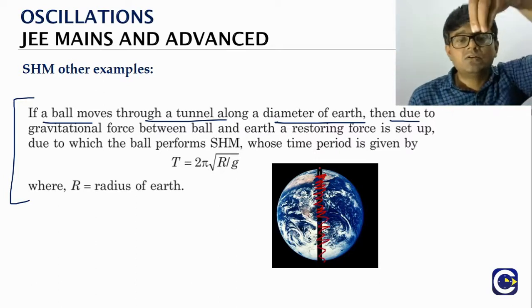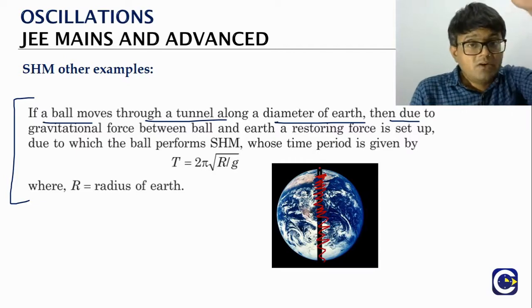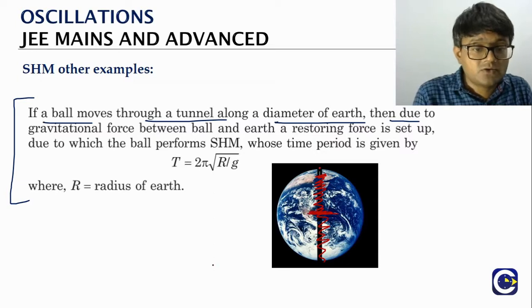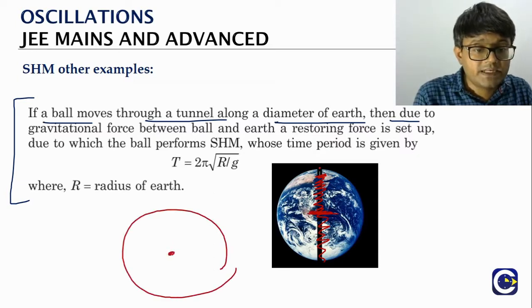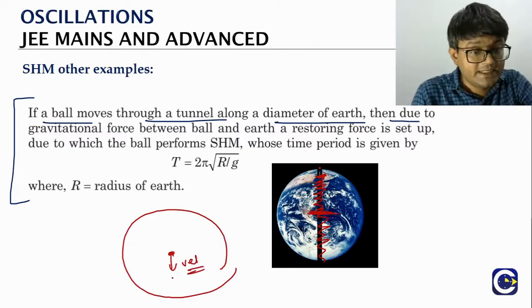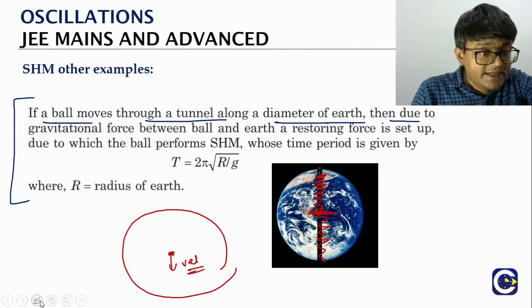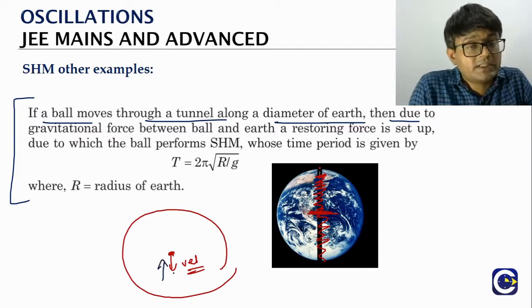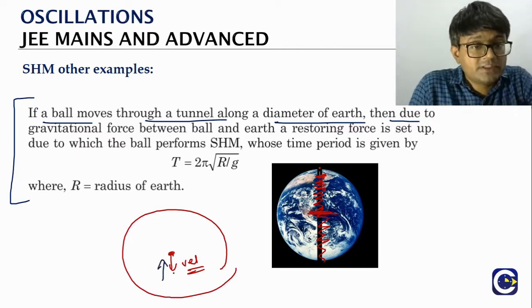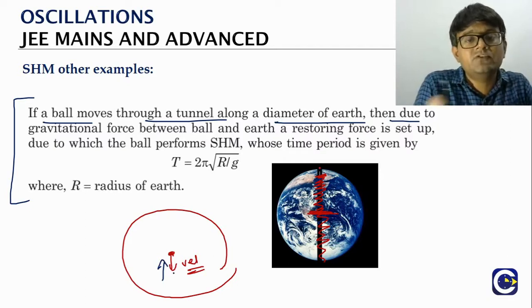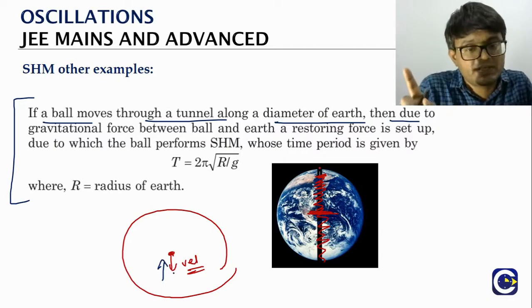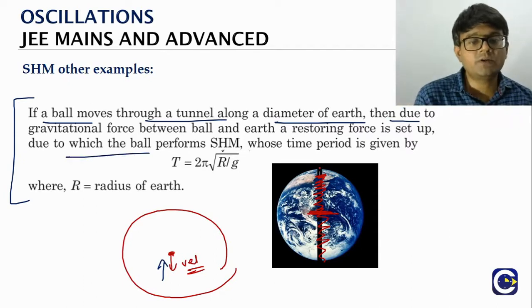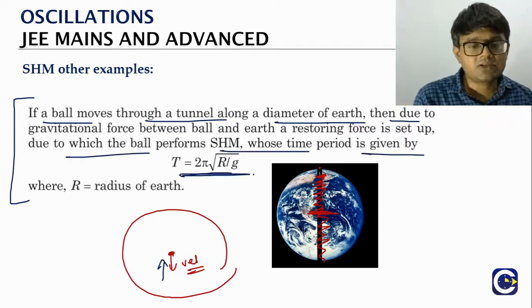If you put a ball through the tunnel, the ball will be attracted to the center of the earth. When it reaches the center, remember, it will have some velocity, so it won't stop there, it will keep going to the other side. When it is going to the other side, look at what the force will be. The force will be acting toward the center of the earth. Which means the force is like a restoring force, and mathematically this is going to satisfy the SHM equation. The ball is going to perform SHM.